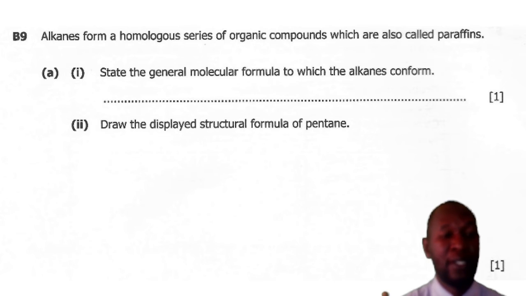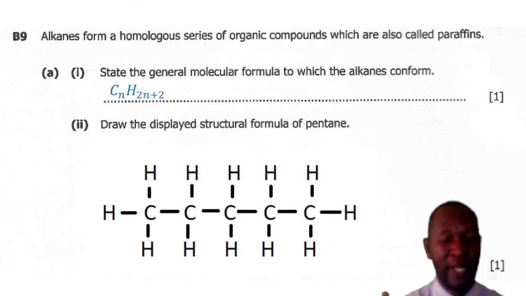B9. Alkanes form a homologous series of organic compounds which are called paraffins. Part A1. State the general formula to which alkanes belong. The general formula is CnH2n+2. Part A2. Draw the displayed structural formula of pentane. So pentane will have 5 carbons and it will have hydrogens.